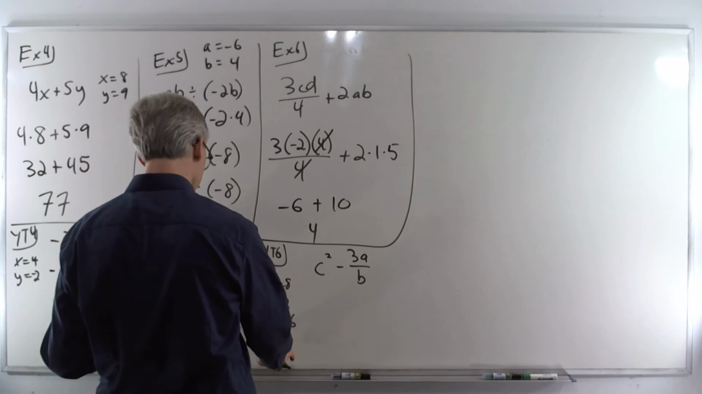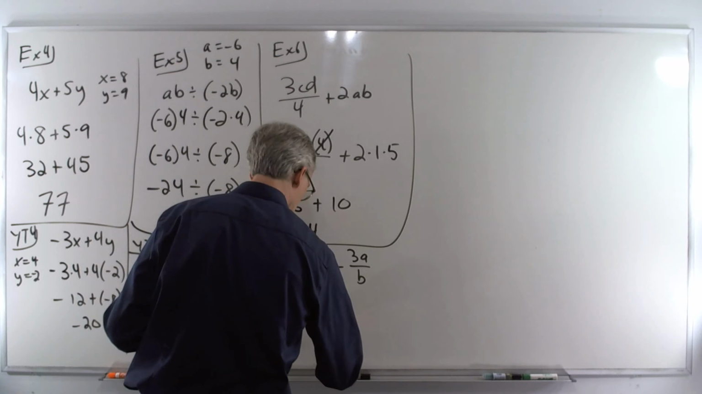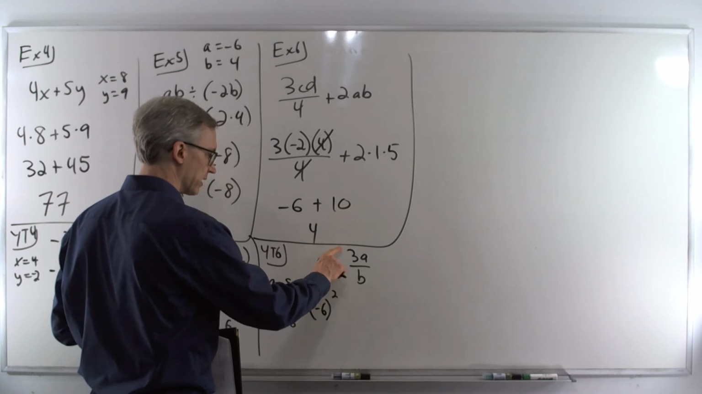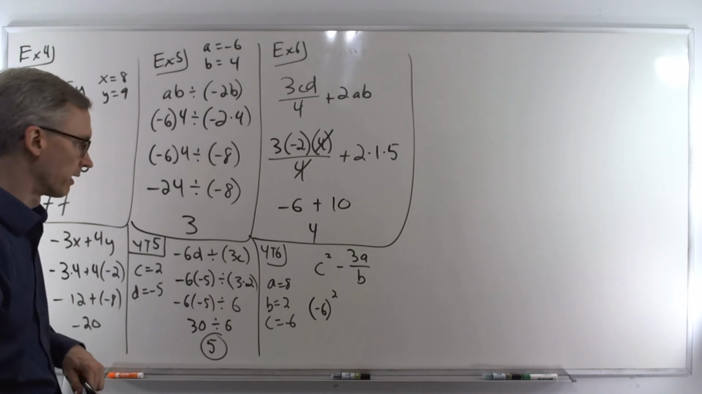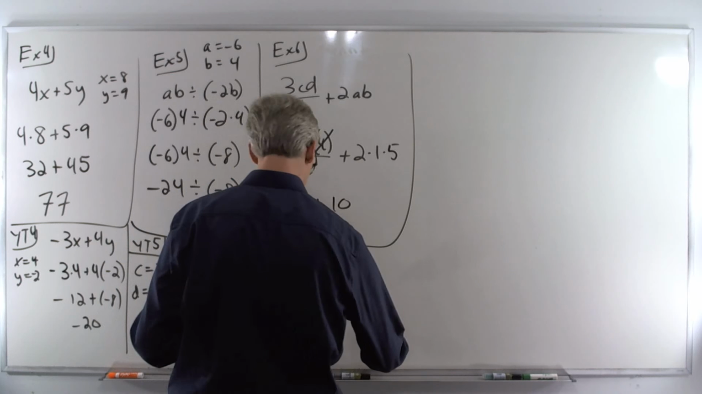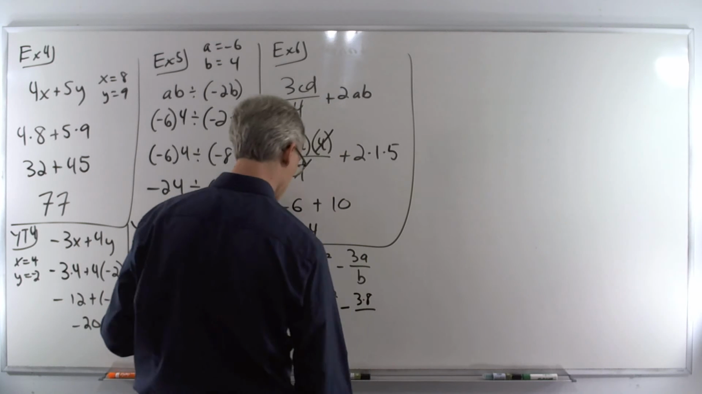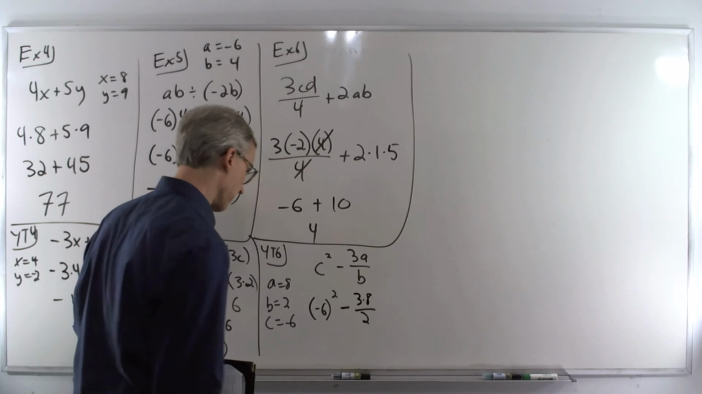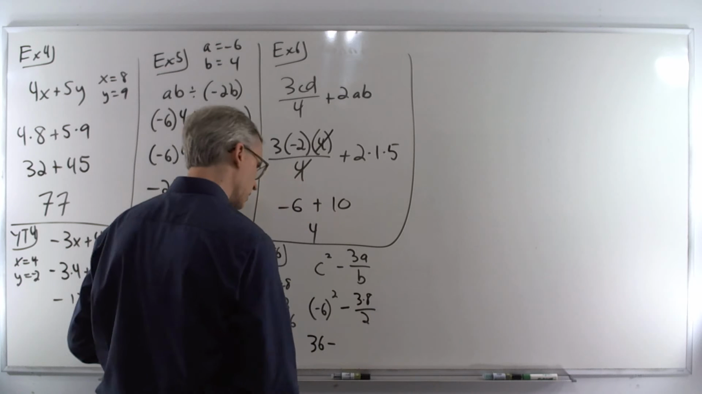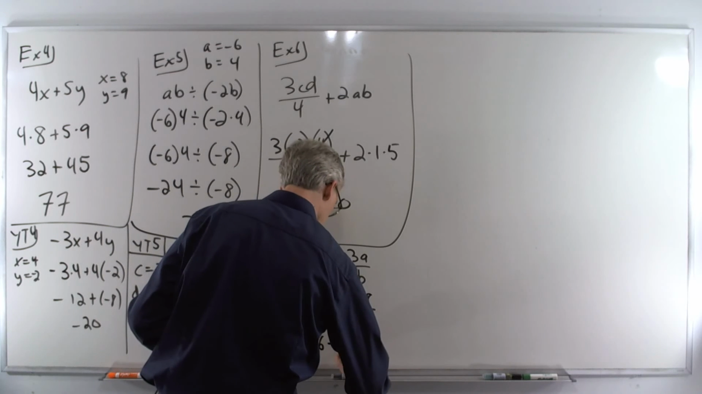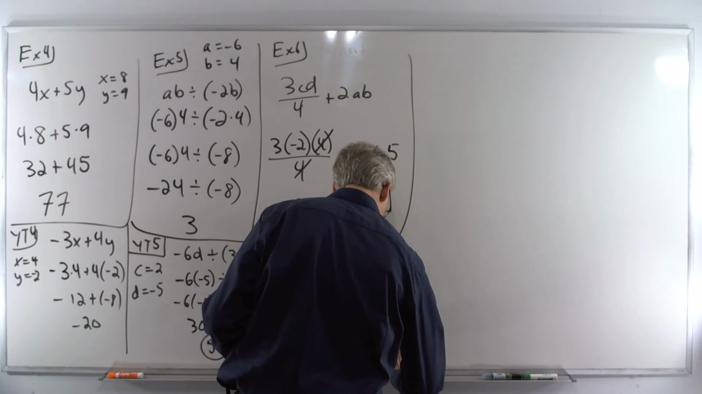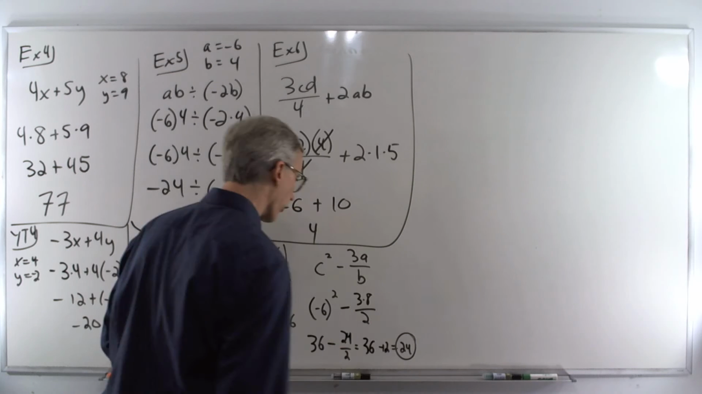So we got c, negative 6. We'll plug that in here. Make sure to put the entire value in parentheses, because we're squaring the entire value of c. So whatever c is should go in parentheses. Well, if it's negative. Now we got 3 times a, 8 for a, and b on the bottom is a 2. So that gives us negative 6 squared, that's 36. 3 times 8, 24. 24 over 2, that's 12. So 36 minus 12, and we get 24.